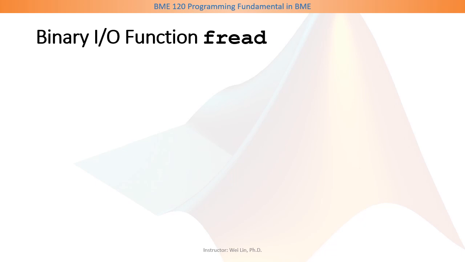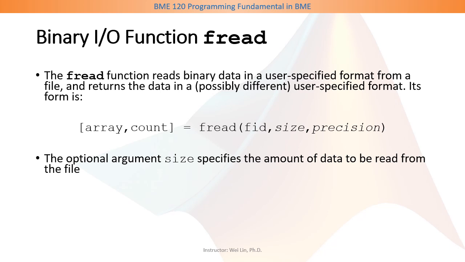We use function fread to read data from a file. The fread function reads binary data in a user-specified format from the file, and it has a form like this. It has 3 inputs. The first is FID, which specifies the file, and the FID is from the fopen function. Next is the size, which specifies the amount of data to be read from the file. This is optional. If you don't specify the size, fread will read the entire data.